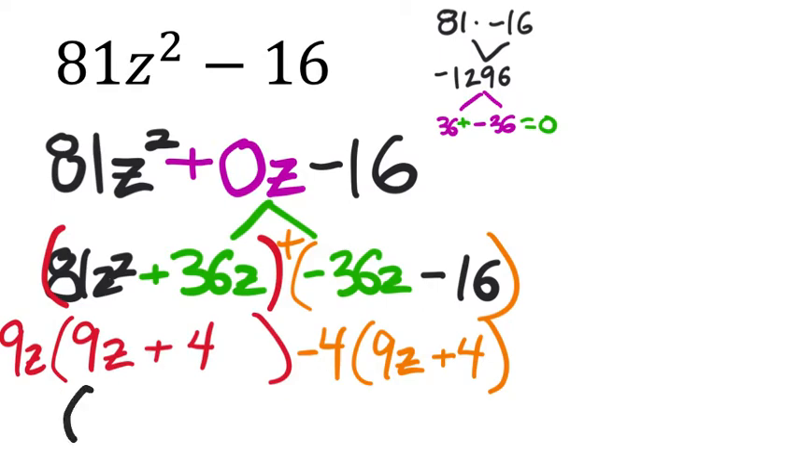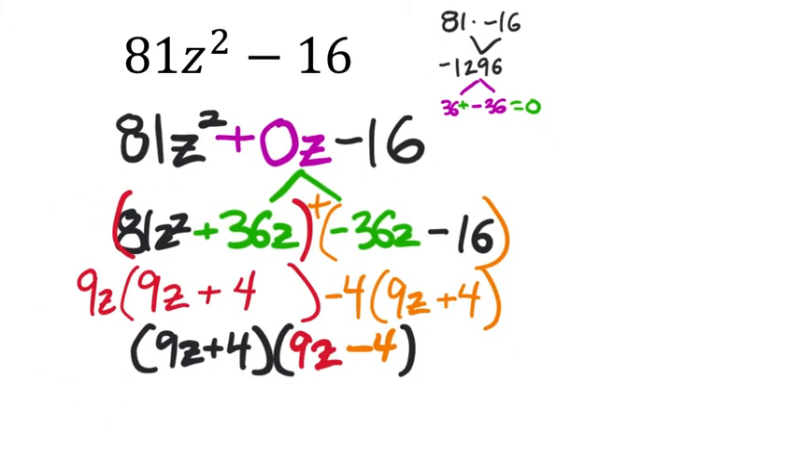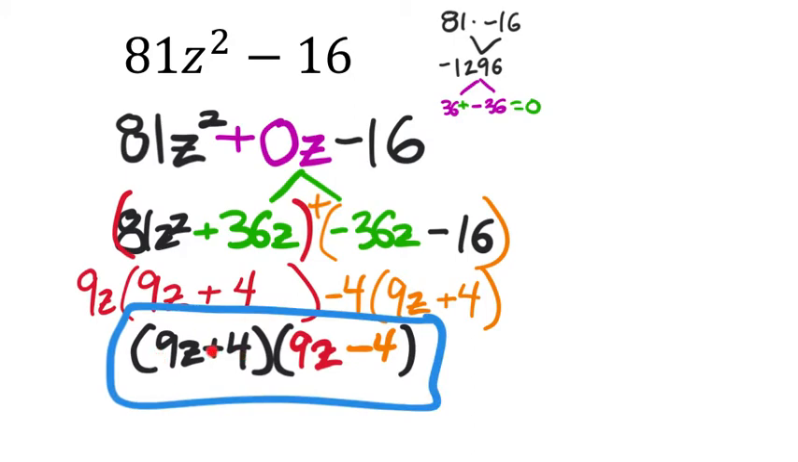So then we got 9z plus 4 from both terms. But then we also have the 9z in red and then the minus 4 here like this. So this is that difference of two squares business, where it's the same values, 9z and 4, but you have different operations between them, addition or subtraction. So that's factoring by grouping. Doing this by factoring by grouping takes a little bit of ingenuity, some creativity.